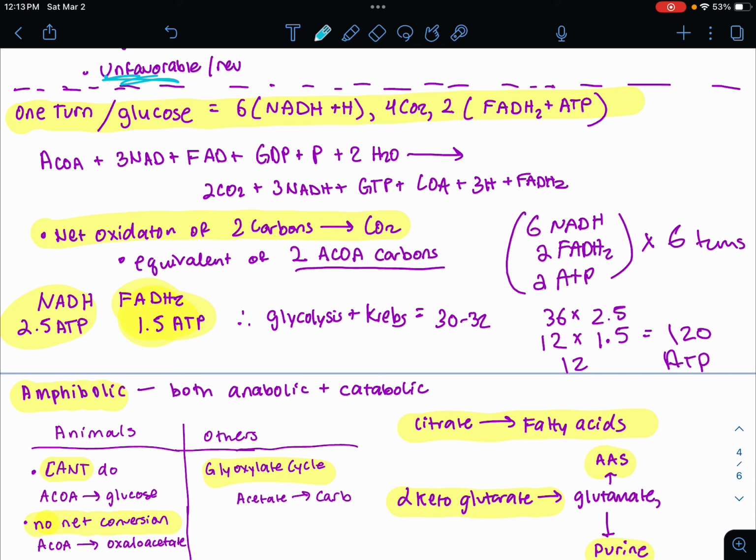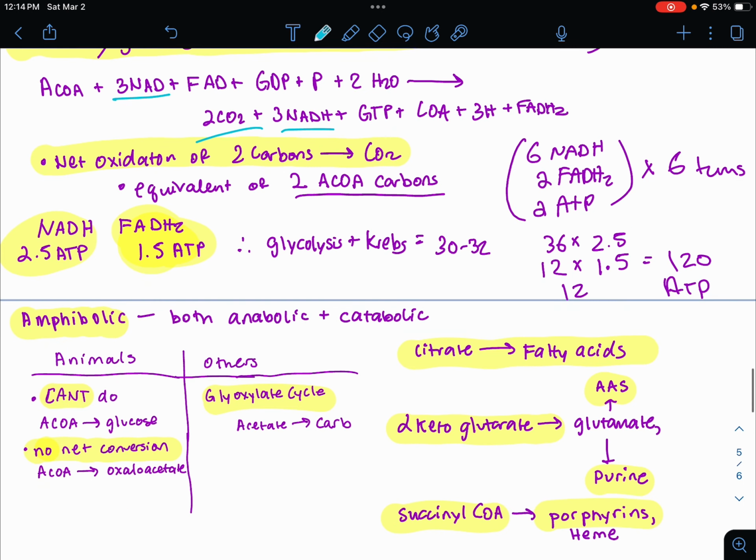The whole reaction would be acetyl-CoA plus 3 NAD plus FAD plus GDP plus Pi plus 2H2O will make 2 CO2, 3 NADH plus GTP plus CoA plus 3H plus FADH2. That is crazy. Net oxidation of 2 carbons to CO2, this is the equivalent of the 2 acetyl-CoA carbons, but not the same carbons, it's just the equivalent of. The energy is captured by electron transfer to NADH and FADH2, that's where that's happening. Again, GTP, which would be converted to ATP.